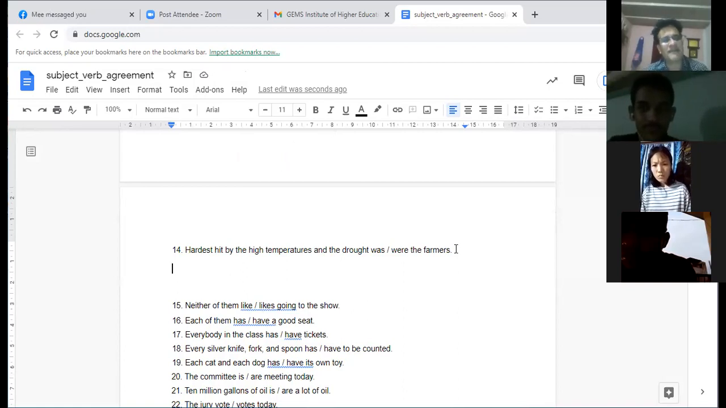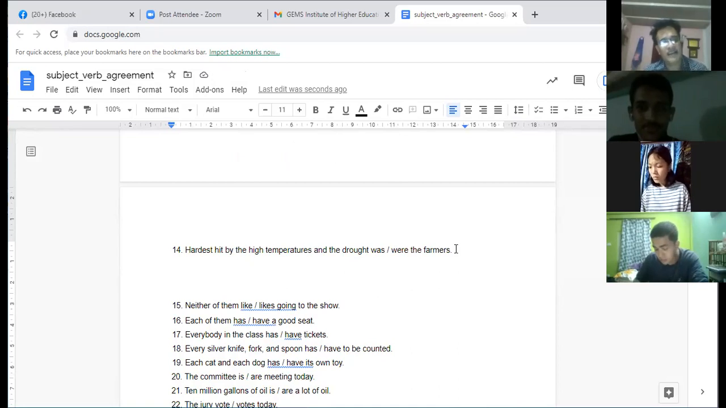By the temperatures or is your subject the drought? Yes, so hardest hit. Only half you took. Temperature, the high temperature. And what about the drought? Drought means sukha. Drought is equal to sukha grasta, a completely dry land is equal to the drought. So hardest hit by what?